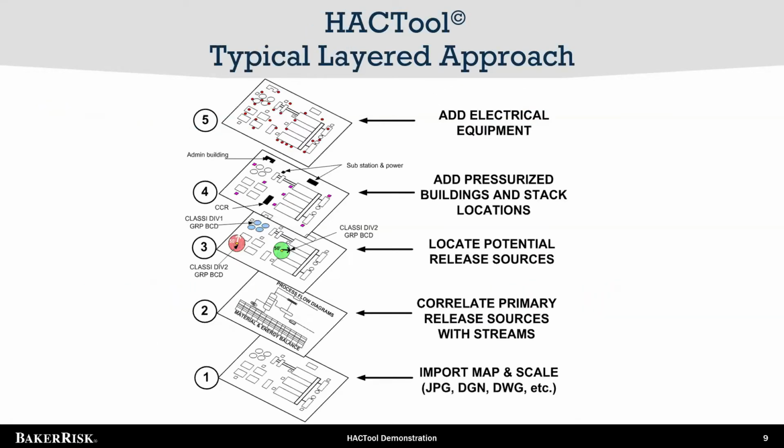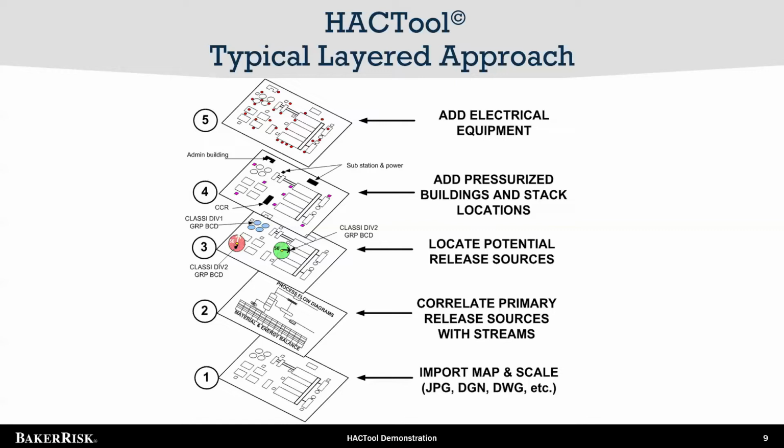So in just a moment, we'll turn to the software itself, and we're really going to be stepping through what we call this layered approach for calculating our hazardous area boundaries, and then determining if our electrical equipment is suitable for our area, and then generating that report at the end of the day. And so this is the process that we'll be going through in the HACTool software. We're going to start at the bottom.